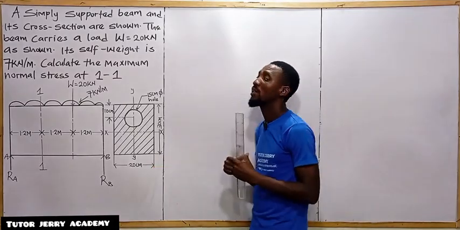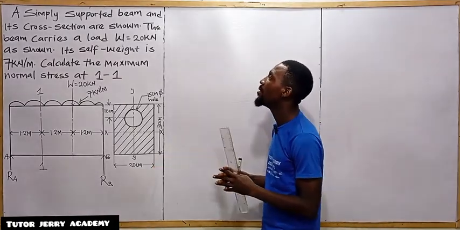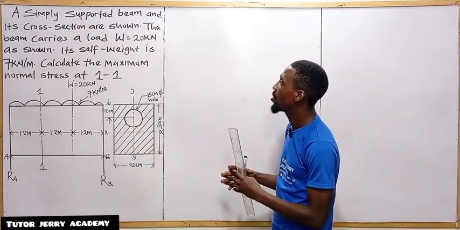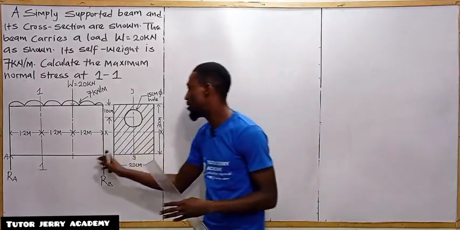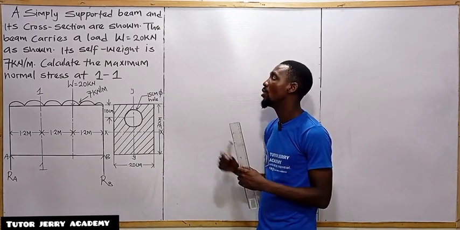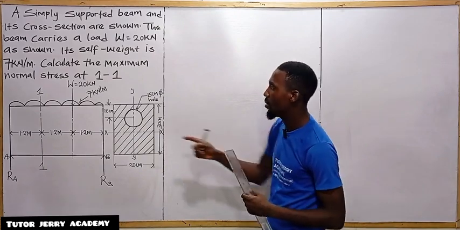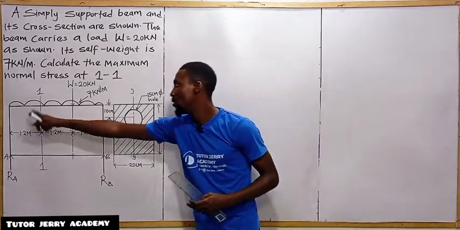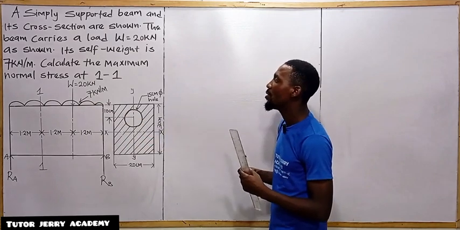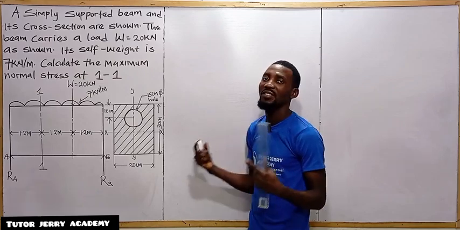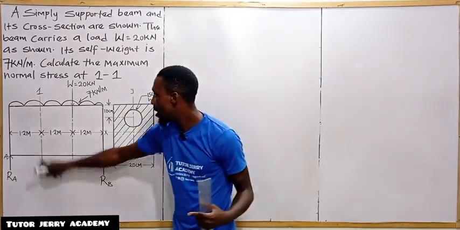All right, let's solve the question above. A simple supported beam and its cross section are shown. You can see this is a simple supported beam. The beam carries a load of 20 kilonewton as shown. You can see a point load of 20 kilonewton and a self weight, that is a UDL of 7 kilonewton per meter. And we are told to calculate the maximum normal stresses at this section.